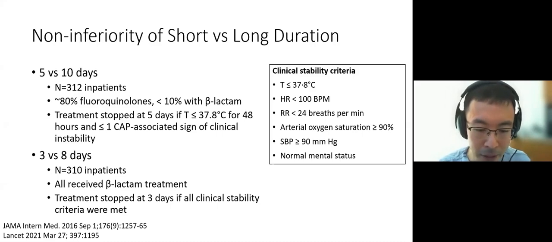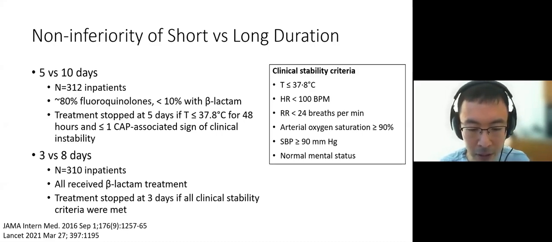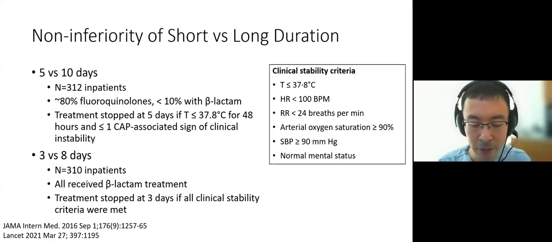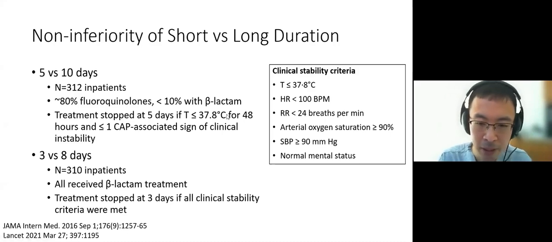So bottom line, the 3 days of treatment was not inferior to 8 days. And so these results should also be applicable to the outpatient setting. So moving forward, the new shortest effective duration should be 3 days. There's absolutely no excuse to be overtreating uncomplicated pneumonia anymore.